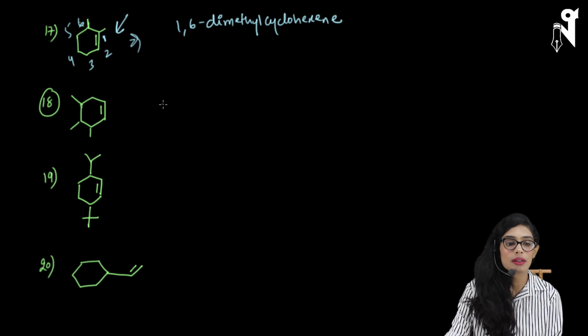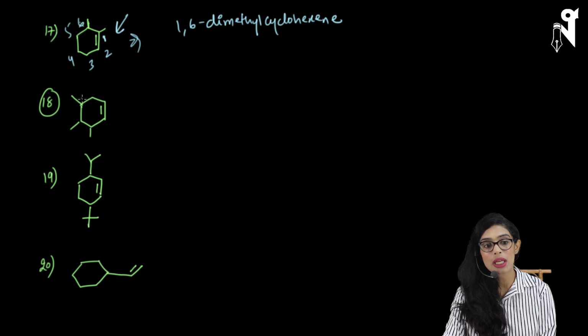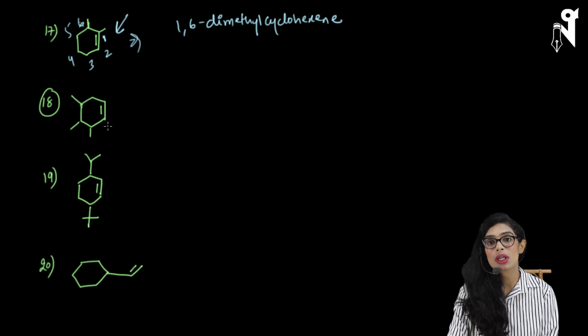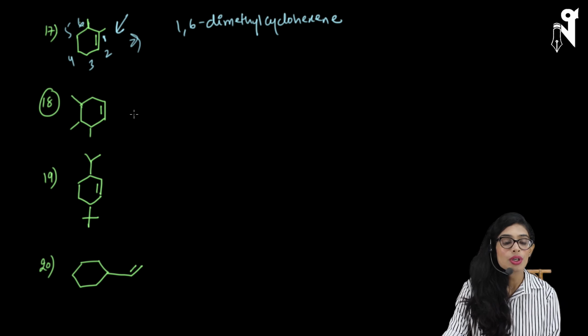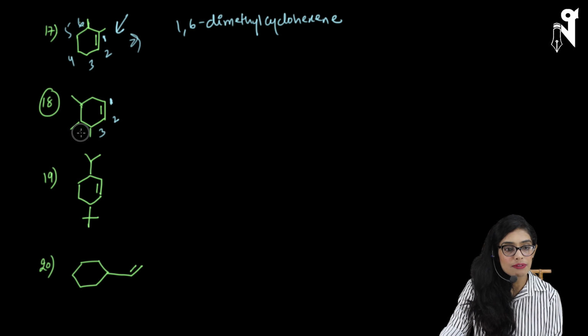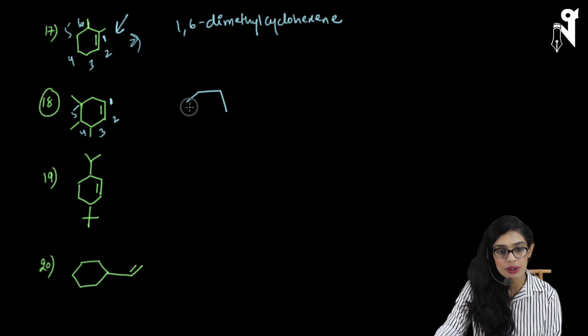Okay, so let's look at question number 18. I have three branches over here. All three are methyl groups on different positions. We know that we have to number the double bond carbons as 1 and 2. So I will start numbering from, let's say, here. I will use multiple methods too: 1, 2, 3, 4, and 5. This is one way of numbering. Another way of numbering, let me just write it over here.